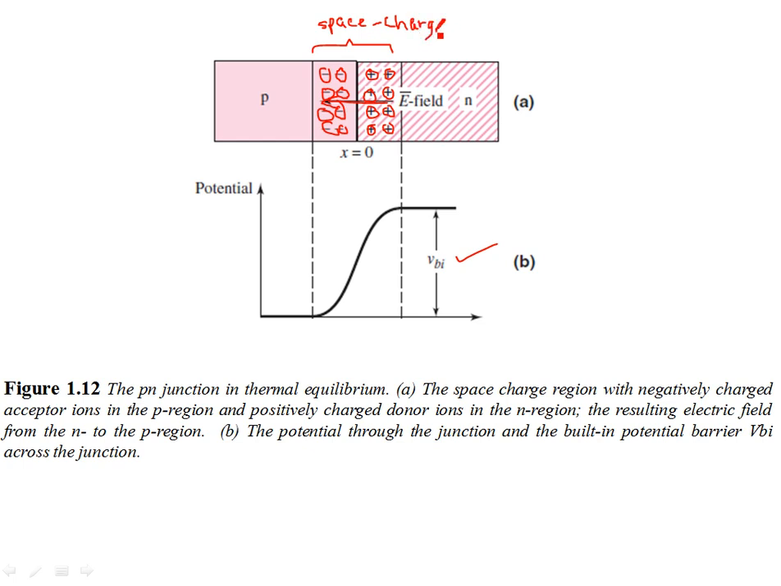And the thermal equilibrium conditions are reached when the force balances the diffusion concentration gradient, which is responsible for the diffusion of holes and electrons on either side. Okay, so once they are balanced, you have the thermal conditions back. So P-N junction in thermal equilibrium is shown in figure 1.12. The space charge region with negatively charged acceptor ions in the P region and positively charged donor ions in the N region. Resulting electric field is from N to P. So the potential through the junction and the built-in barrier potential is shown in part B of the figure. Okay, and this barrier potential is responsible for halting the diffusion process.